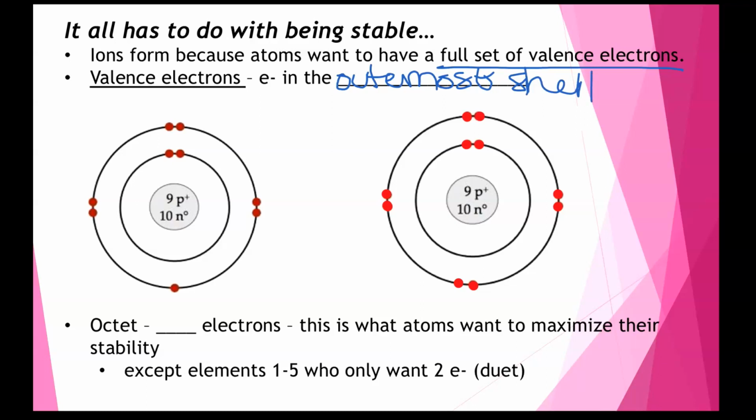So in this atom here, we have 9 protons. We know it's a fluorine atom. We're not concerned with these electrons in the middle. We only want to look at the valence electrons. So these are the ones on the outermost shell. So these ones, and this one guy right here. So if we count up the valence electrons, we have 2, 4, 6, 7 valence electrons.